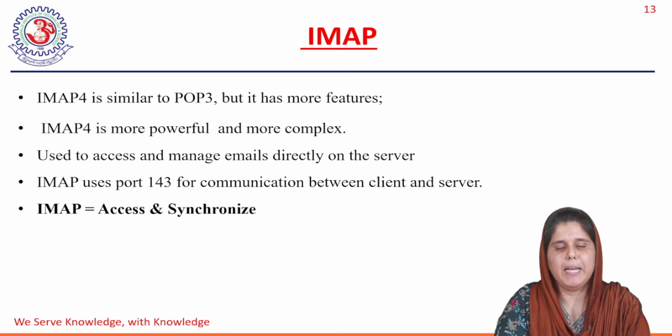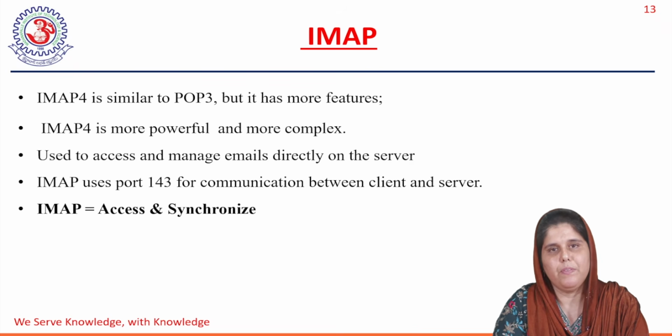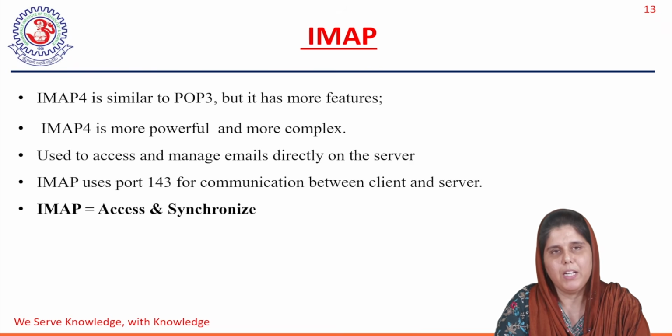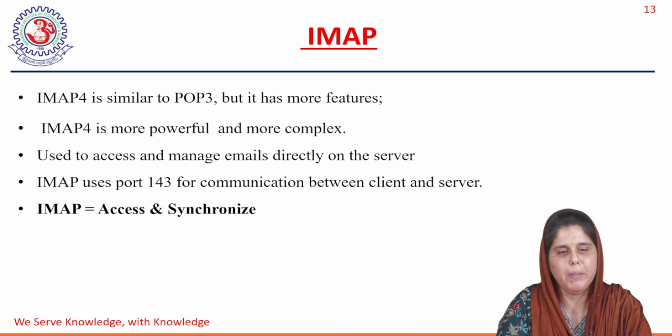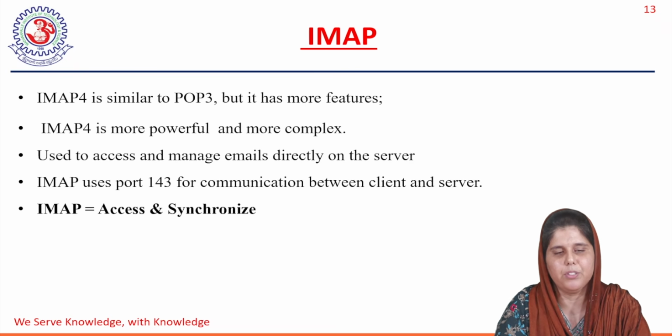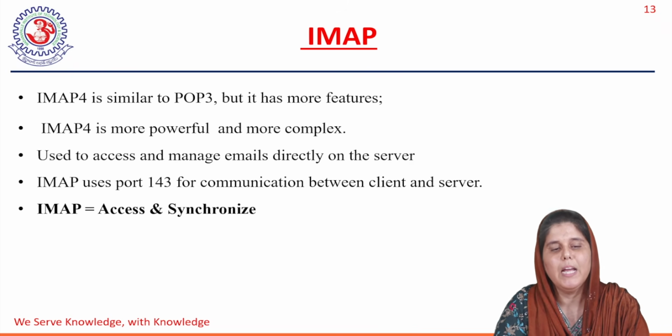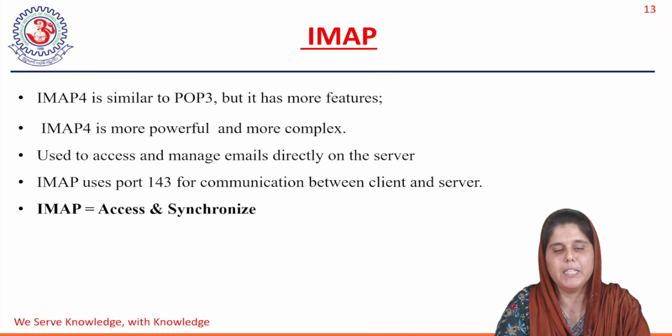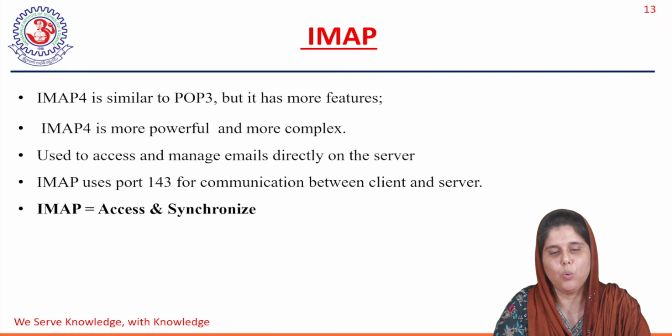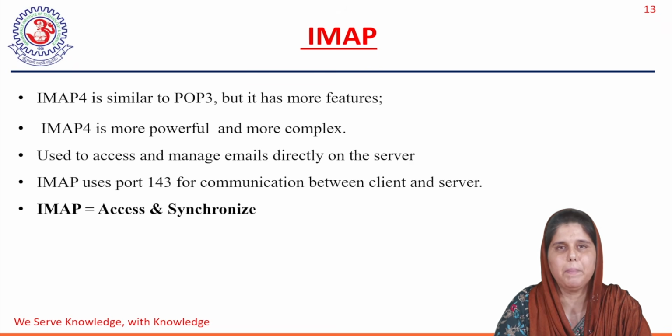And the next one is IMAP. As we discussed previously about POP, POP is mainly used for Outlook mails. Next, IMAP. IMAP is similar to POP, but it has more distinct features. It is a more powerful and more complex protocol. It is used to access and manage emails directly from the server. But in POP, we download mails from the server and they are stored on the local device. Here in IMAP, we can directly access the mails from the server.